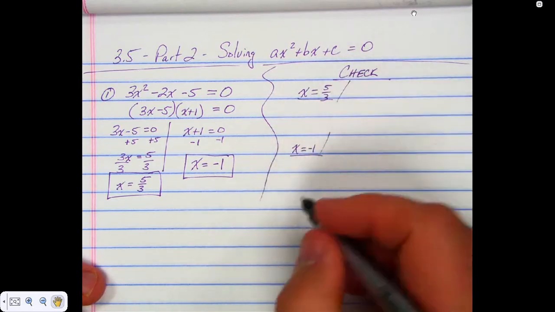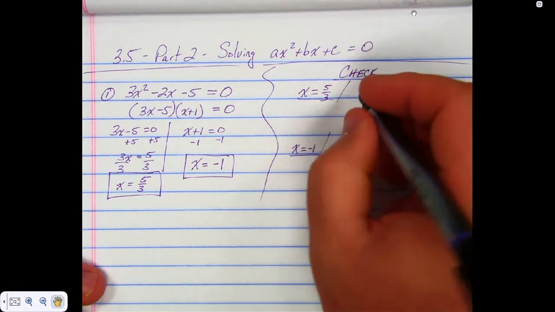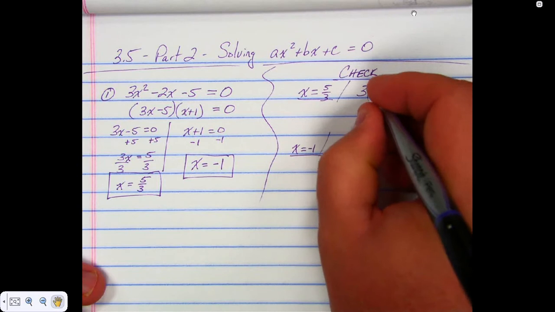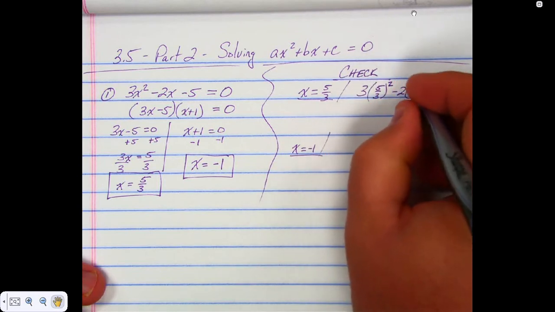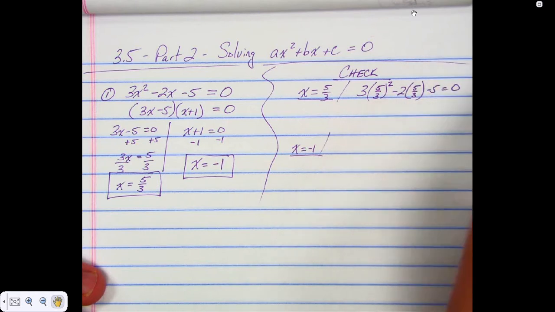I wasn't real happy with the checks either. I went ahead and let them go. But I want to see this plugged in. I want to see some steps followed. So 3 times, what am I going to get here? 5 over 3 squared minus 2 times 5 over 3 minus 5 is equal to 0.